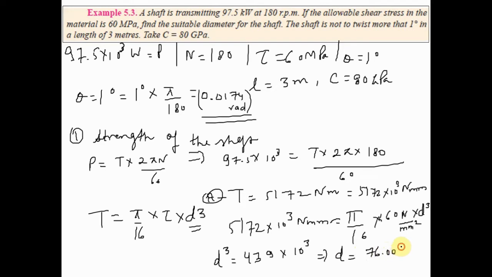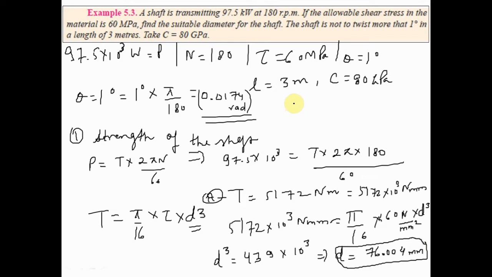So d you will be getting as 76.004 millimeters. This is the diameter of the shaft that you have calculated considering strength of the shaft. Now we will be doing it the second way also, because in the torsion equation we have three terms, right? So here the angle of twist is also given. So we will also find based on stiffness of the shaft considering the angle of twist. That is, we will be taking T by J equal to C theta by L. From that concept also we will find the value of diameter of the shaft.